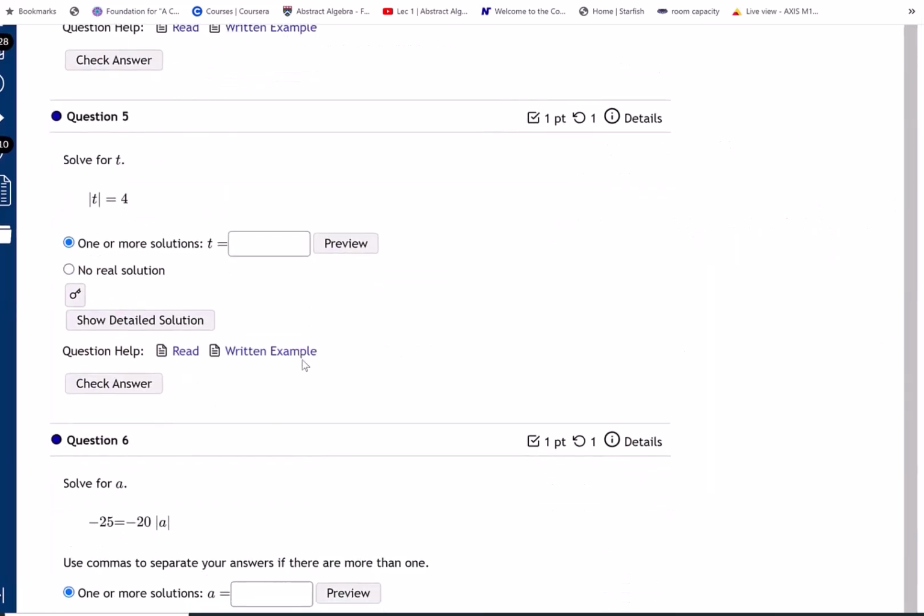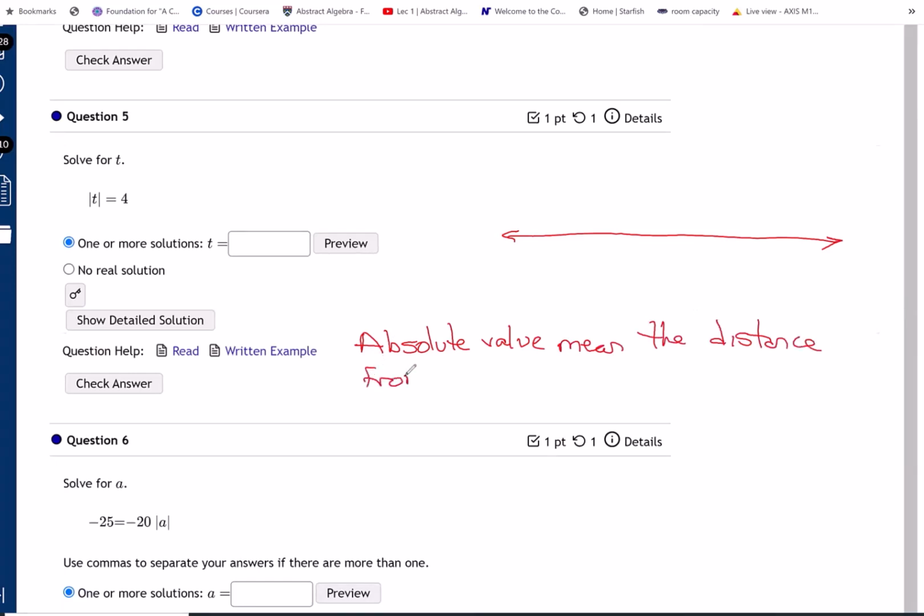Number 5, first thing we need is a number line. And the absolute value of t means something. The absolute value means the distance from 0 on a number line. Here's 0, and I say the absolute value of t equals 4, which means that I have two ways that the distance is 4. The first way is obvious, at 4.